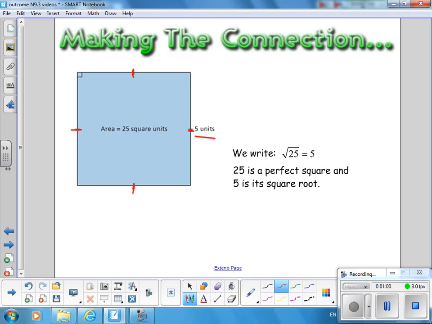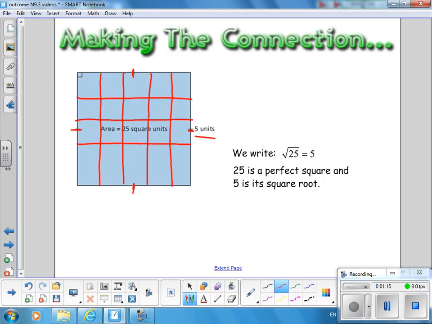We could actually have made this into a grid and shown that. So we would have had side lengths of 5 going in both directions. And then we could actually physically count how many squares are inside this big one. And we would have seen we've got 1, 2, 3, 4, 5, 6, all the way up to 25 squares there. So we know that the side length of the square is 5 and the area is 25. We can relate that to a square root and a perfect square.